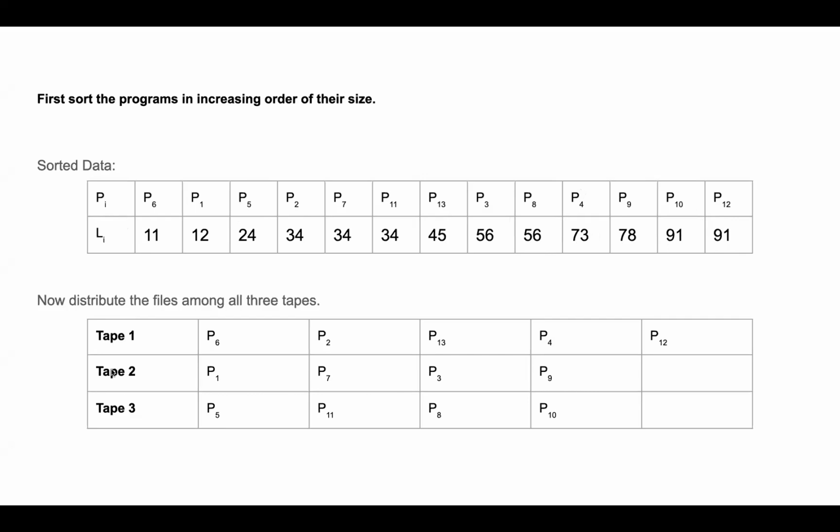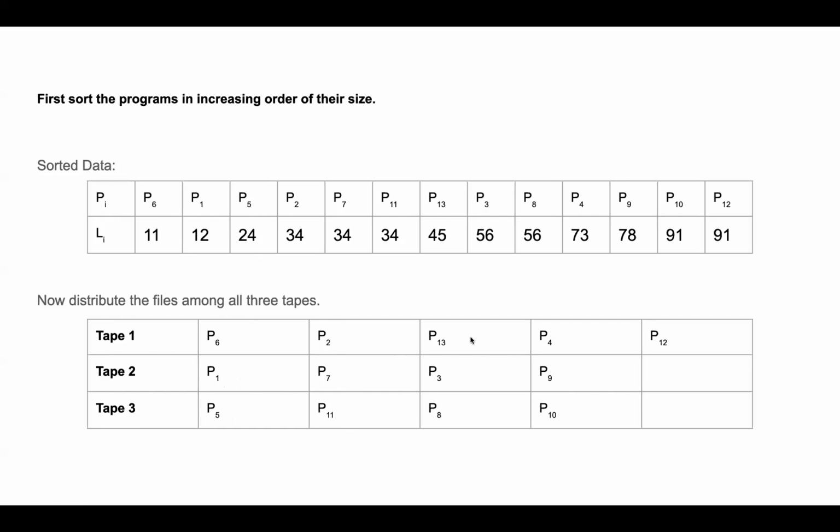How? We have three tapes, tape 1, tape 2 and tape 3. Now what we are doing, see here. We will distribute one by one, taking one each and placing it on each tape. P6 on tape 1, P1 on tape 2, P5 on tape 3. Then next, P2 on tape 1, P7 on tape 2, P11 on tape 3.